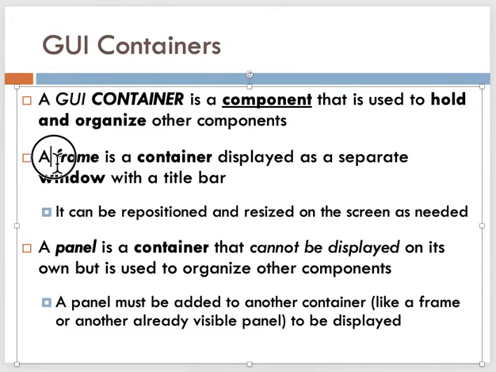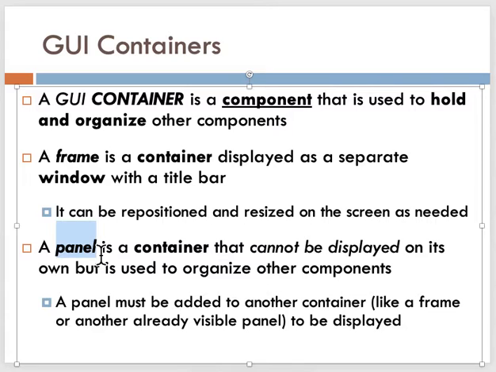So you can have things like a frame. Think of, in your mind, just picture an actual window with a window frame, the pane that's on the outside, and the little panel that's the glass pane on the inside. The frame is the container, and it's displayed normally as a separate window with a title bar. It can be repositioned and resized on the screen as you want. And a panel is sort of like that invisible glass pane that we talked about. It's a container that itself cannot be displayed, but it can be used to organize other components.